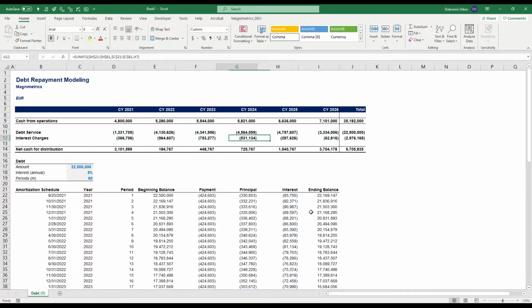Okay, and we have our amortization schedule added here per year as debt service and interest charges. And by doing this, we can see straight away that in the first year, we're left with quite a lot of cash for distribution because our loan starts from the 25th of September, so we only have a couple of payments. But next year, when we're having a full year of repayment and our cash from operations is still ramping up, you can see that we'll actually be left with quite a low amount of cash, which may be an issue for the business.